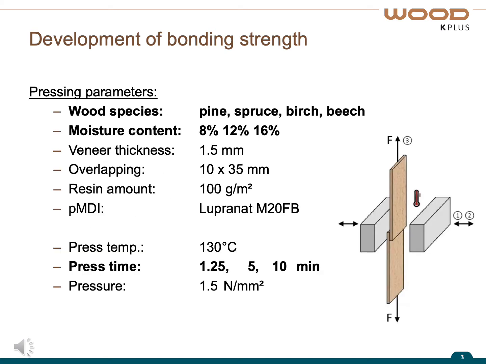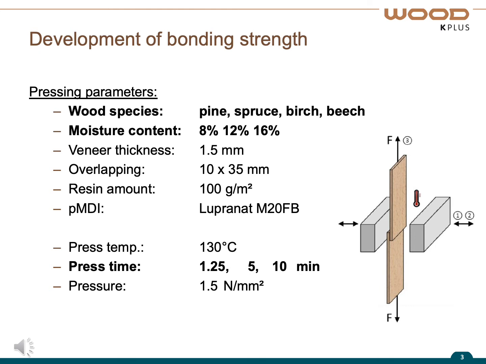For the testing setup, we used an automated bonding evaluation system, also known as ABES. This instrument can be used to test the tensile shear strength in dependence of pressing time and temperature to investigate the bonding strength development of an adhesive.